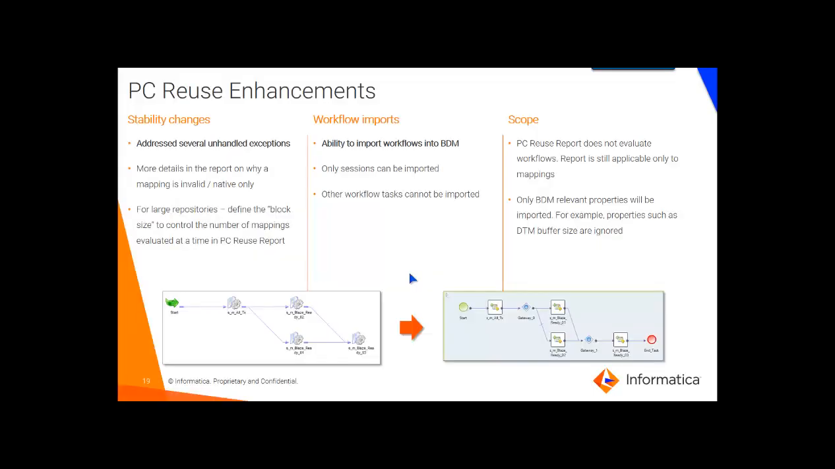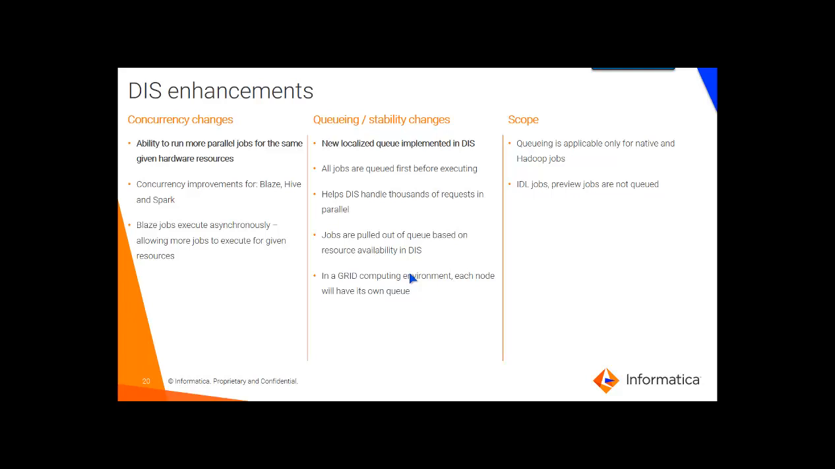In terms of the platform enhancements, let's begin with Power Center reusability. We have added the capabilities to be able to import multiple pipelines. We made a lot of stability enhancements, and we also added the capabilities to import Power Center workflows into the big data management. From a DIS enhancement standpoint, we have implemented localized queuing onto the DIS nodes, and we also added a lot of concurrency changes so that you will be able to run more parallel jobs for the same given hardware resources as compared to the earlier versions.